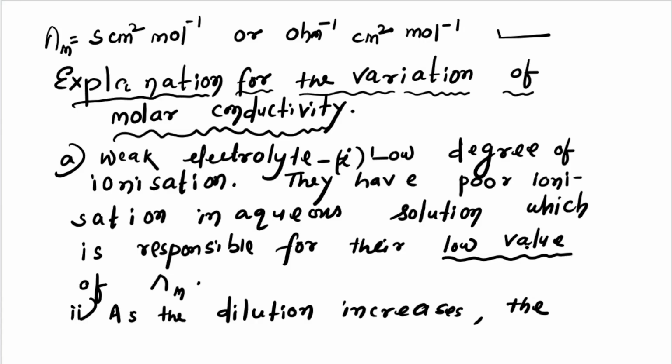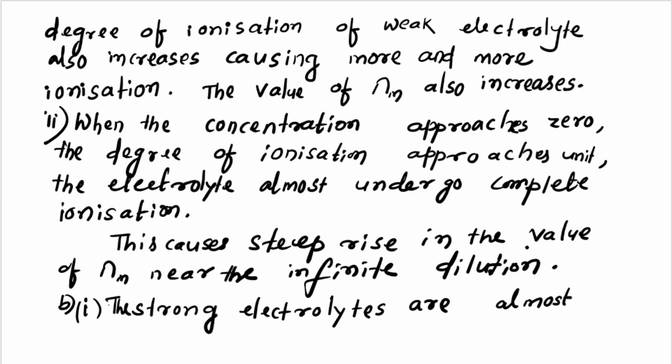When the dilution increases, what happens? The degree of ionization of a weak electrolyte also increases, causing more and more ionization. The value of molar conductance also increases on dilution. When the concentration approaches 0, if diluted more and more, then what happens? Concentration lastly approaches 0.